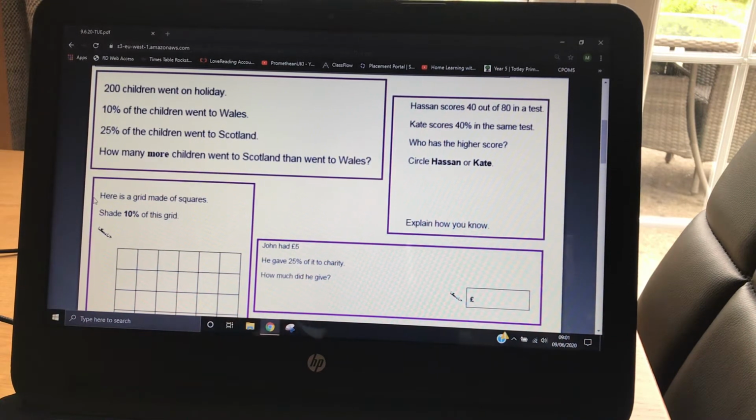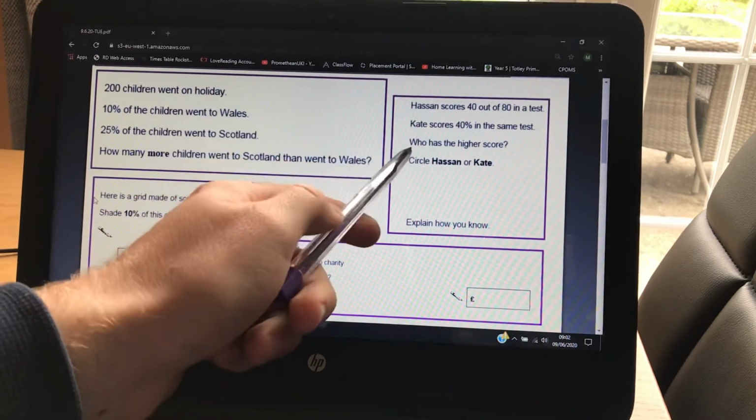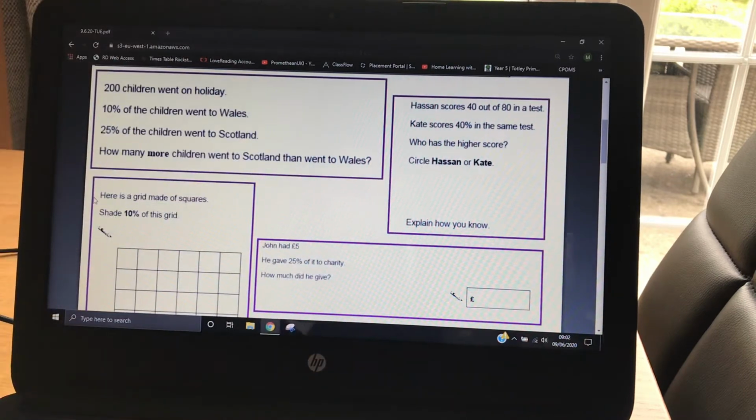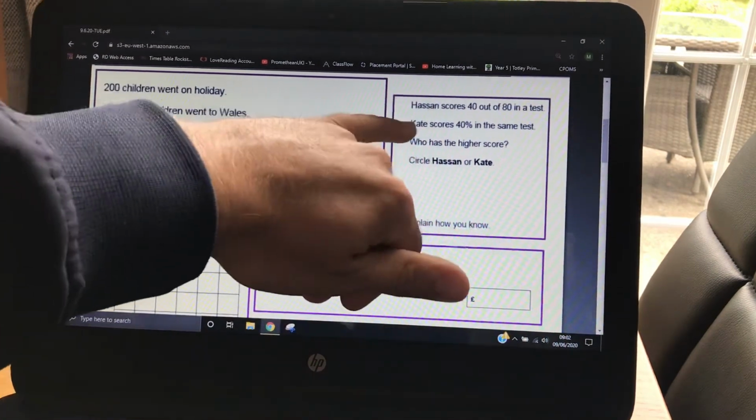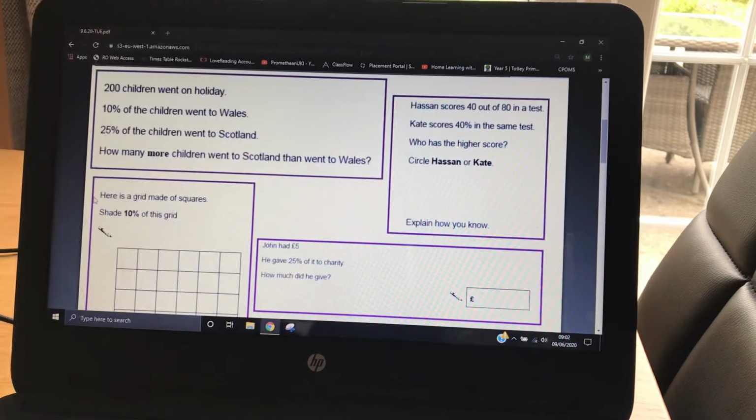And there's a really simple reason why. You know what percentage Hassan has got. If he's got 40 out of 80, that's 50%. Kate's only got 40%. So you don't need to do any sort of calculation here at all. I could have given you this one way back when we were just looking at fractions, decimals, percentages, you know, how they all relate. He's got 50%, she's only got 40%. So Hassan has got more because he has 50% of the test. 40 out of 80 is half. Bish bash bosh.